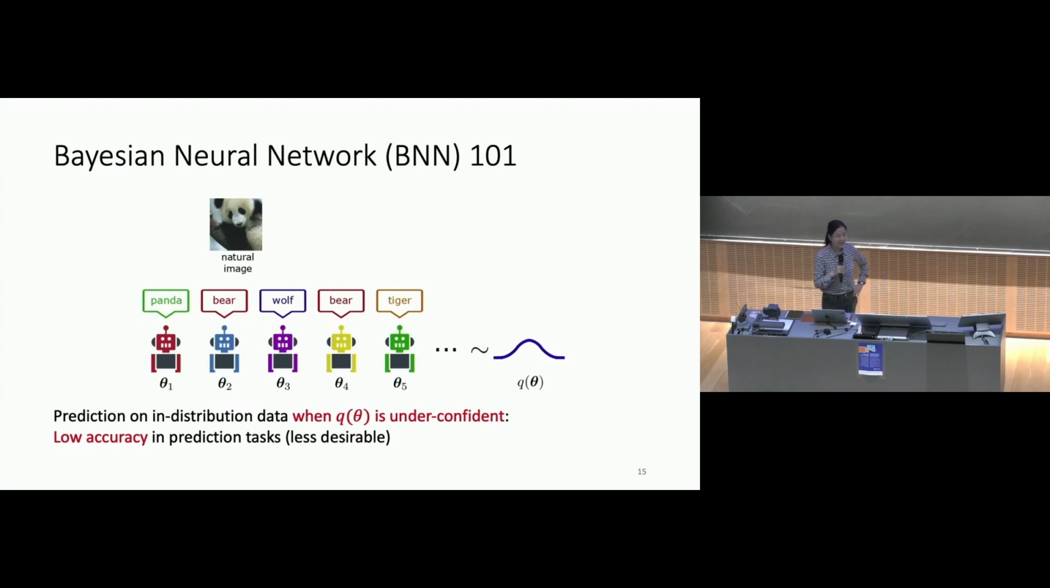Hopefully, via this little example, you can see that the quality of the approximate inference is actually key to the performance of a Bayesian neural network, because a Bayesian neural network itself can be described as a concept, but when you actually compute it, you need approximate inference.